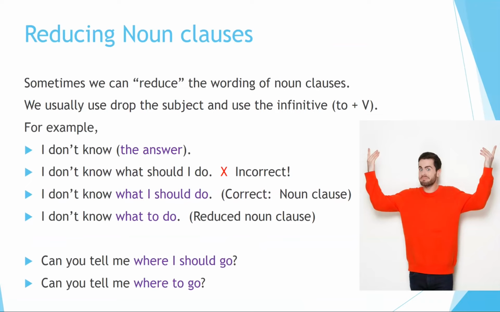Reducing noun clauses. Sometimes we can reduce the wording of noun clauses. We usually drop the subject and use the infinitive to plus verb. For example, I don't know the answer. I don't know what should I do. That's incorrect. I don't know what I should do. That's correct using a noun clause. I don't know what to do. In this case, we're reducing the noun clause.